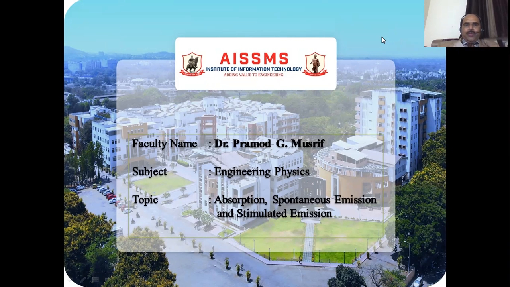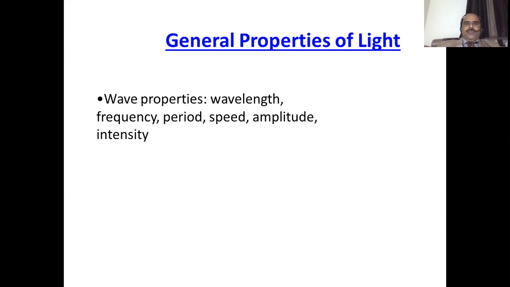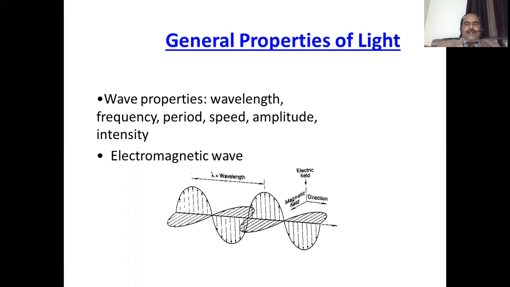Today we will see the processes involved in the laser, that is absorption, spontaneous emission and stimulated emission. First of all, we should go for what is light. Light is a wave having properties such as wavelength, frequency, period, speed, amplitude, and intensity. Light is an electromagnetic wave, so it has the electric vector and magnetic vector which are perpendicular to each other and perpendicular to the direction of propagation.